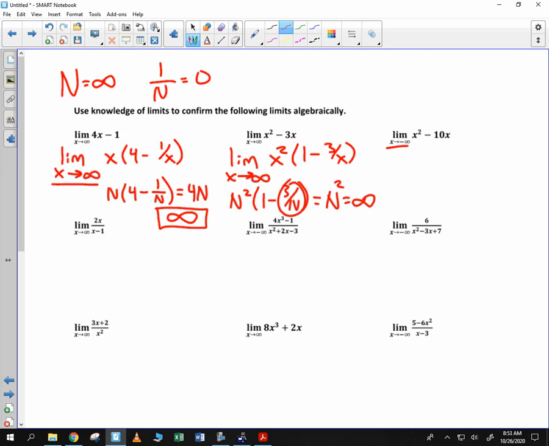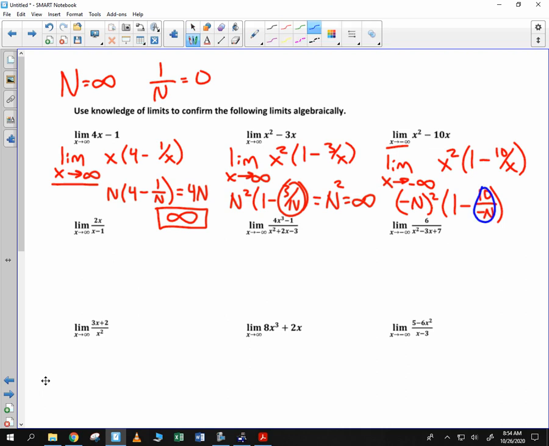For the next one, now we're headed towards negative infinity. So I have the limit as x tends towards negative infinity of, I factor out the x squared, I'm left with 1 minus 10 over x. Plug in a very large negative number squared, times 1 minus 10 over a very large negative number. This is going towards 0, because 10 over a large number is going towards 0. And if you square a negative number, you do get a positive. So we'll head towards positive infinity.